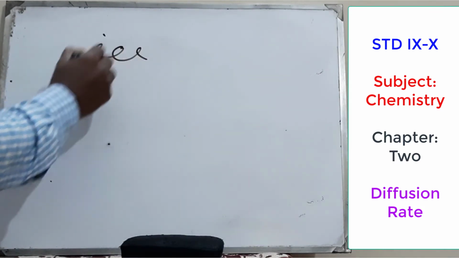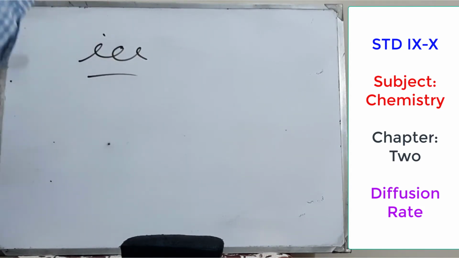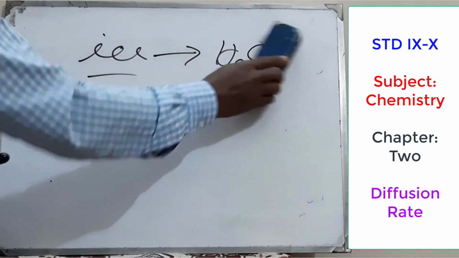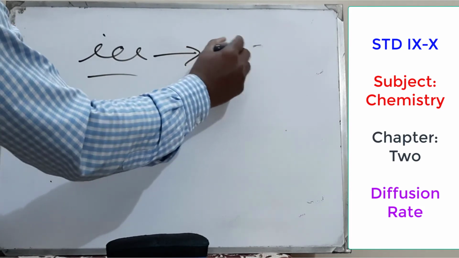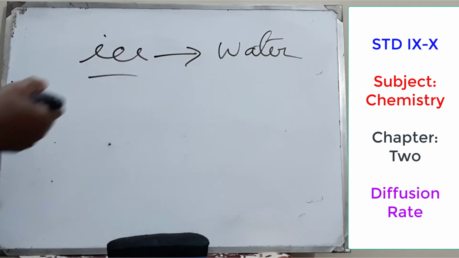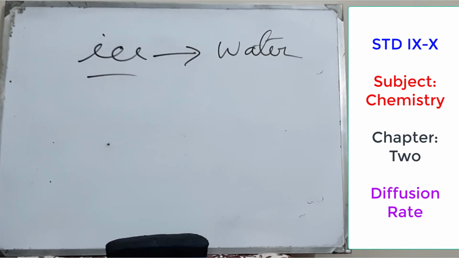Consider ice. The temperature of this compound is less than 0 degrees Celsius. If you provide heat, the temperature will increase and it will form water. That means there is no change in chemical property. Both have the same chemical property. That means just the outlook is changed. This is not chemical change. This is physical change.